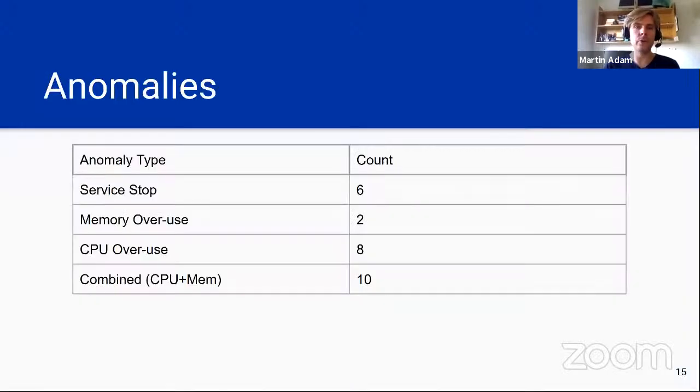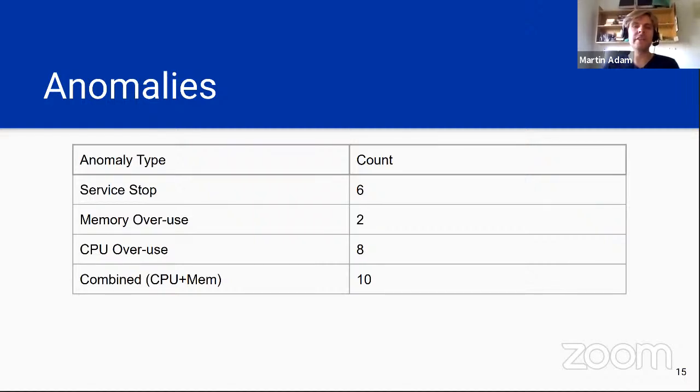Now, we thought of 4 kinds of anomalies. First one was to stop the service altogether. Second one was simulating some sort of a memory leak. The third one was simulating some sort of loop stuck or something like that, so it was just overusing the CPU. And then the last one was just combining both anomalies together, simulating some sort of, let's say, virus or something which is consuming resources without the admin actually knowing about that.